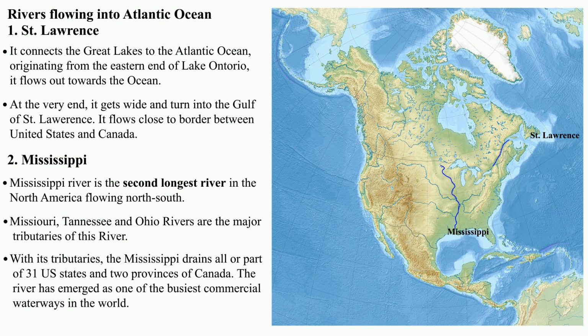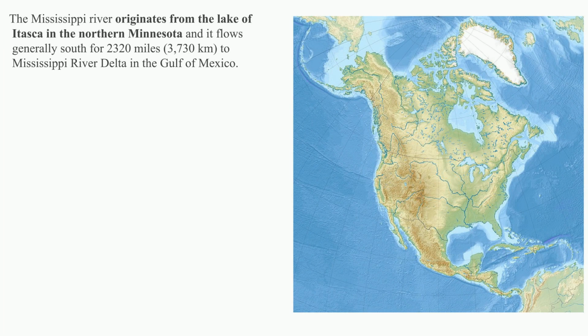The river has emerged as one of the busiest commercial waterways in the world, and the river originates from Lake Itasca in northern Minnesota, and it flows generally south for approximately 2,000 miles to the Mississippi River's delta in the Gulf of Mexico.